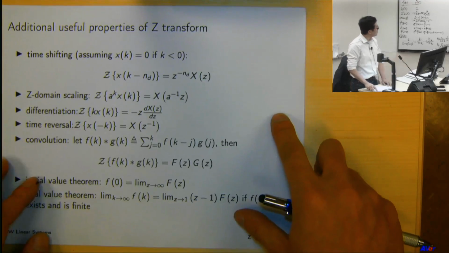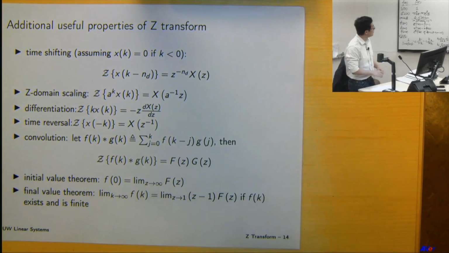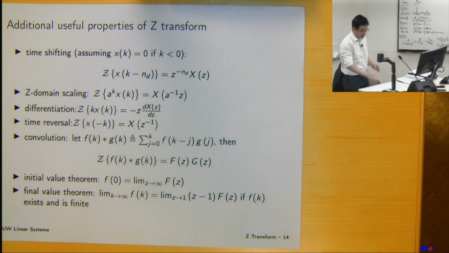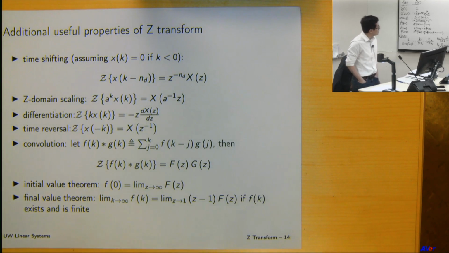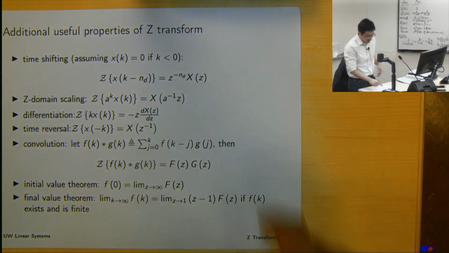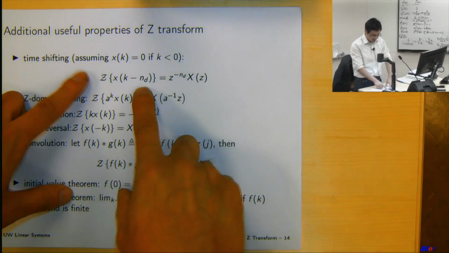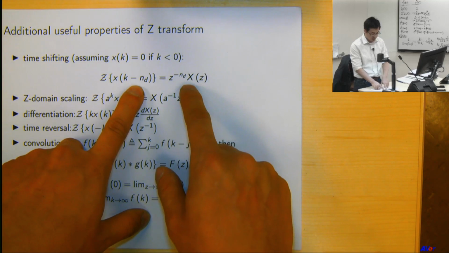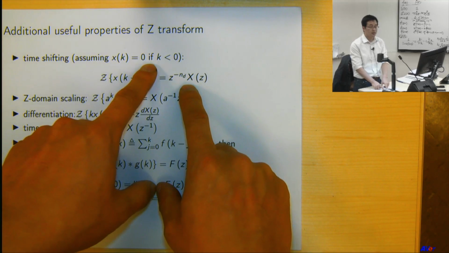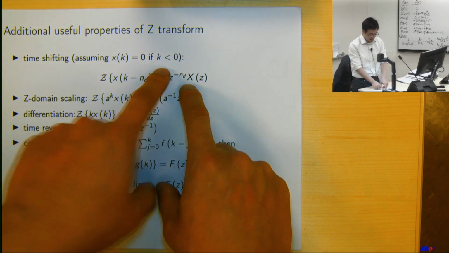So we already talked about some of the helpful properties for the Z transform. This is a more detailed slide about some of the most useful properties for the Z transform. Time shift, we already talked about it. If you delay by n steps, it's going to be z to the power of negative n, if the signal is 0 for all negative time.